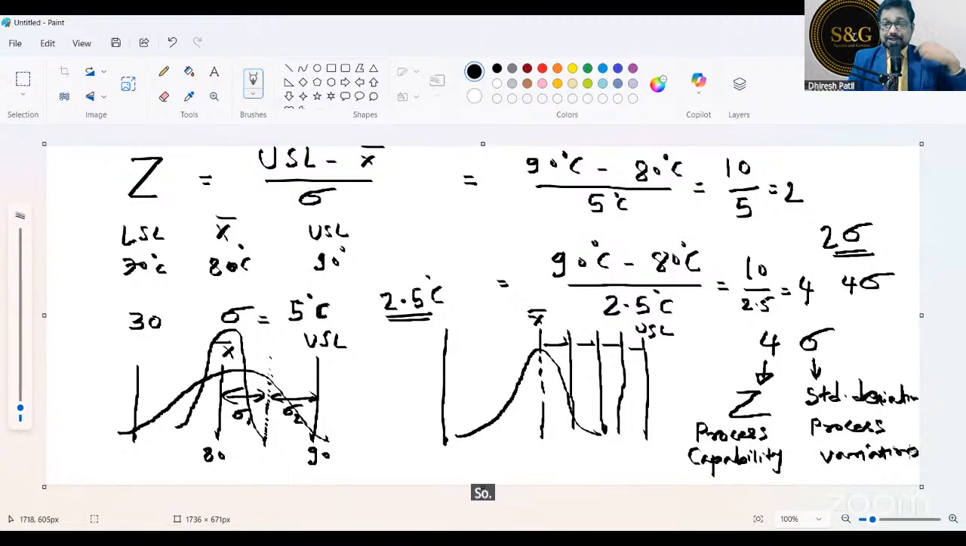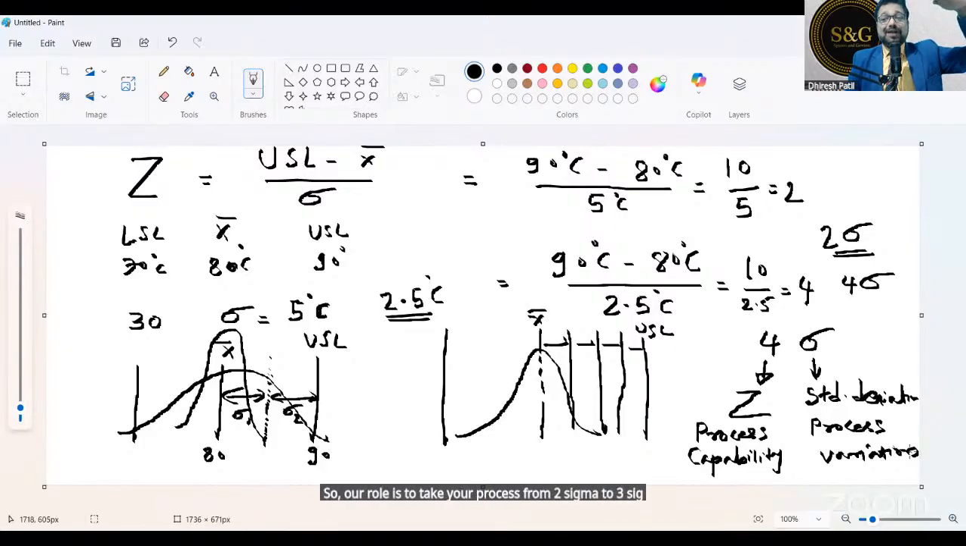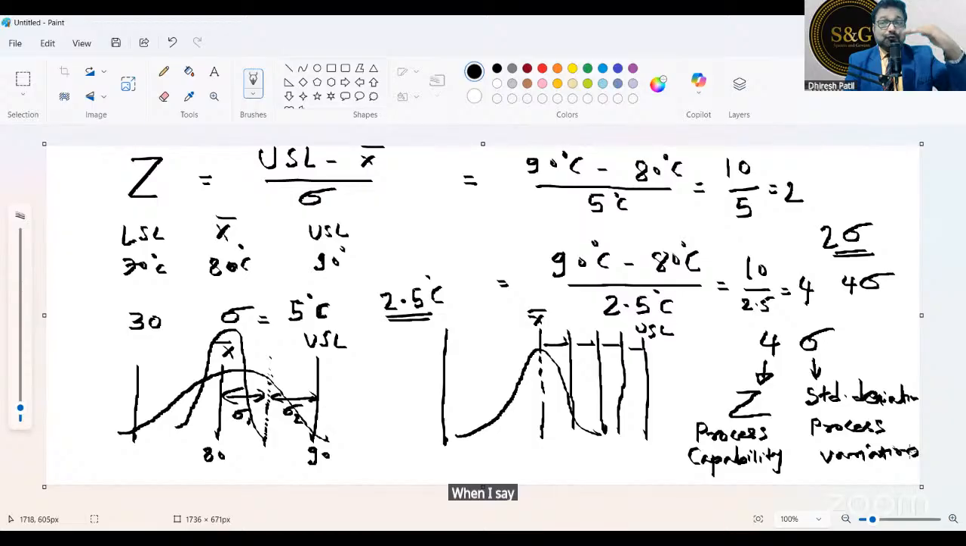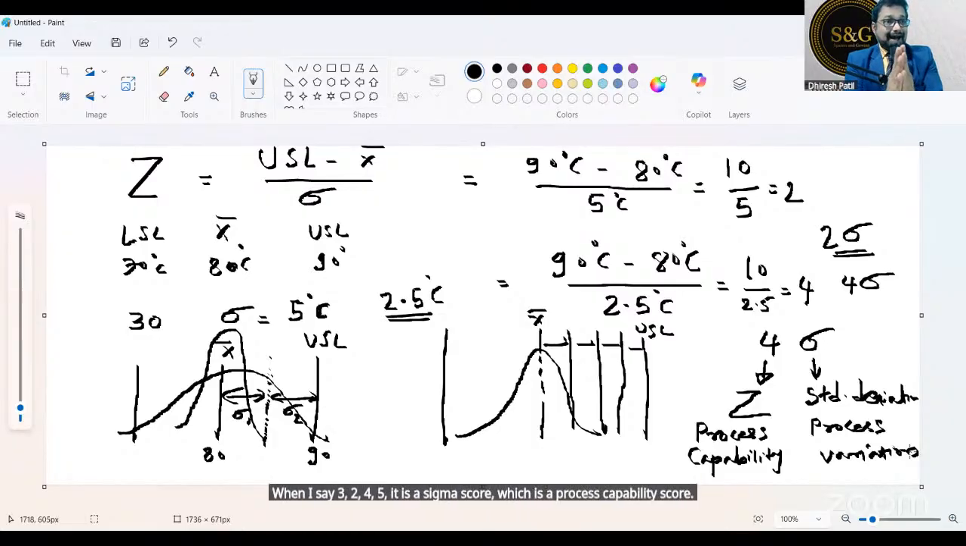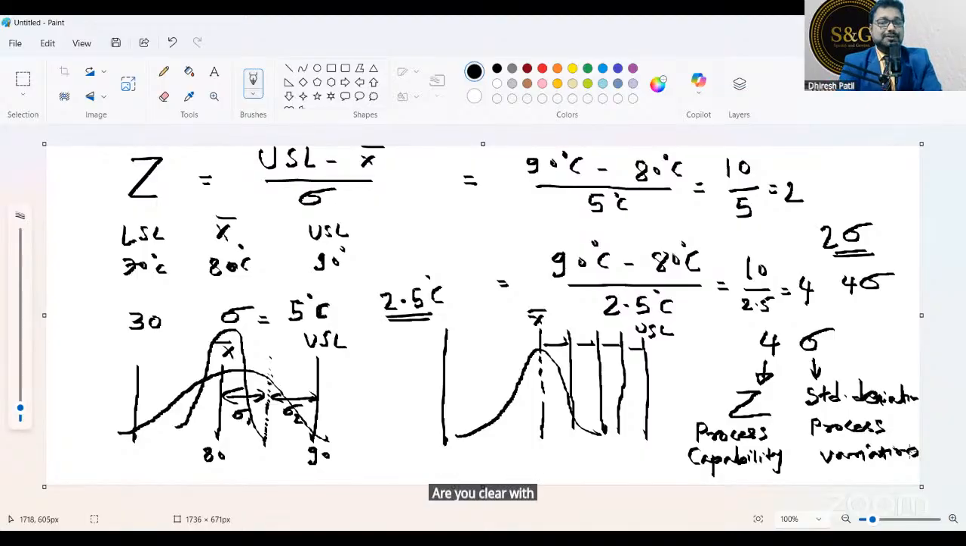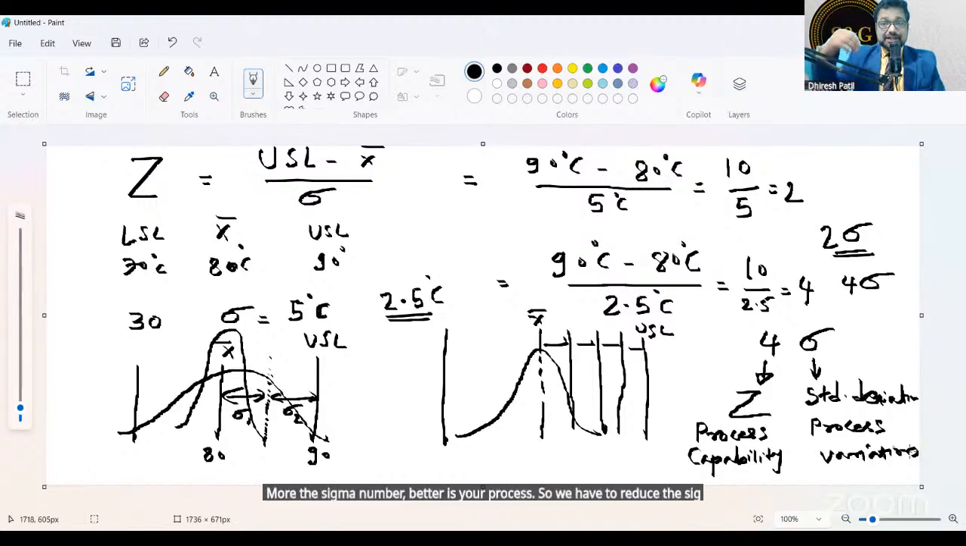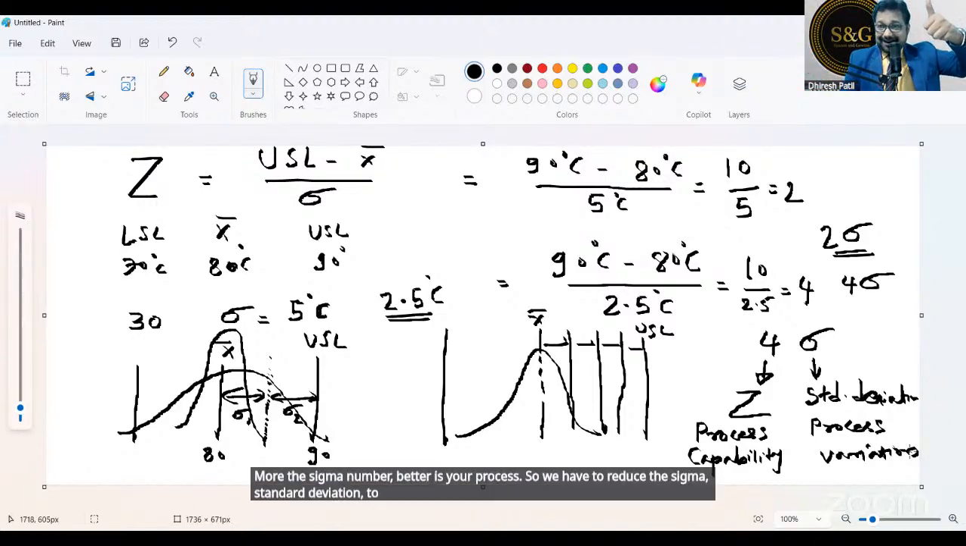So our role is to take your process from 2 sigma to 3 sigma to 4 sigma to 5 sigma. When I say 3, 2, 4, 5, it is a sigma score, which is a process capability score. Are you clear with this? Just type yes in the chat box. So it's a sigma sigma combination. The more the sigma number, the better is your process. So we have to reduce the sigma standard deviation to increase our sigma Z score.